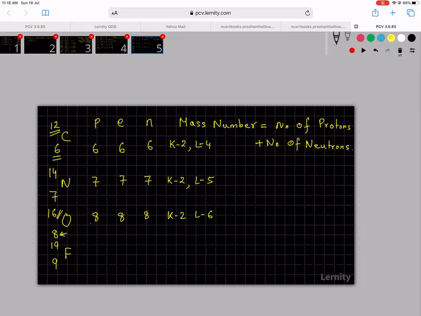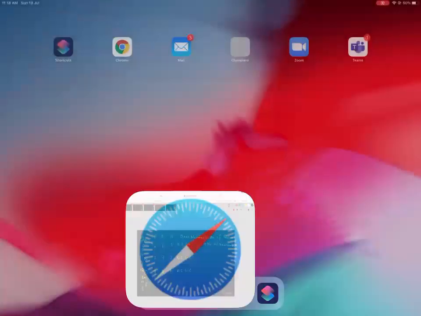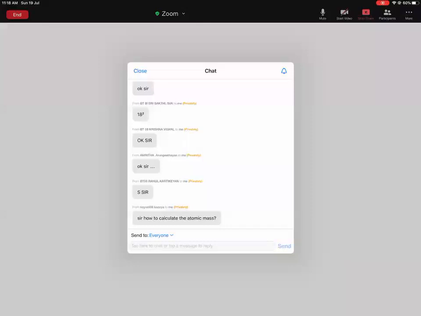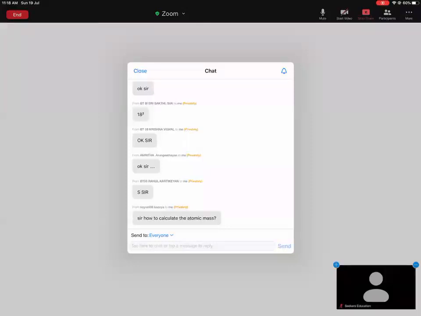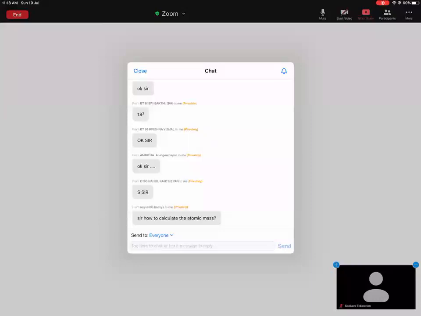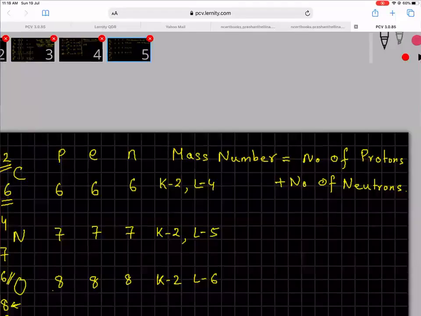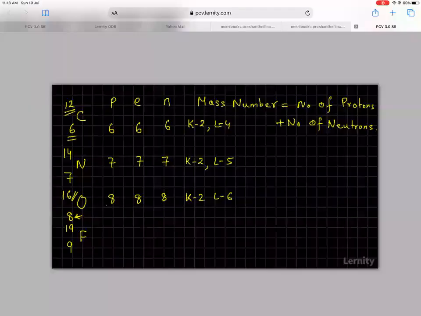Okay. Now I hope you are able to understand how to calculate the atomic mass. You cannot calculate it, it is given. Atomic mass is the total number of protons plus neutrons. It will be given or you will have to memorize. Up to 40 you have to memorize. You cannot calculate the atomic mass. It is given. It is to be remembered.